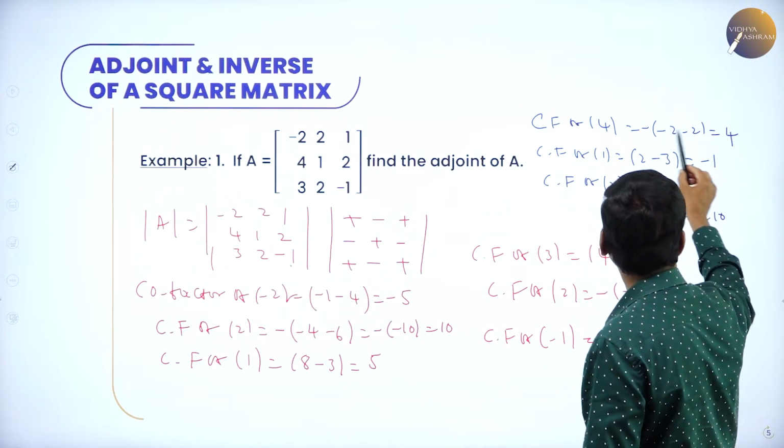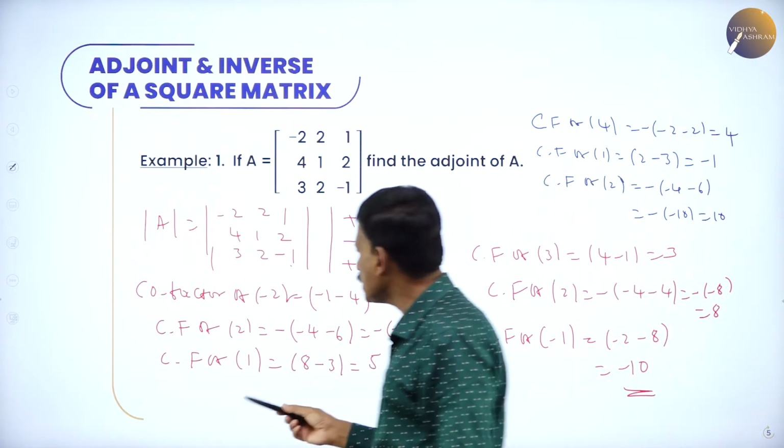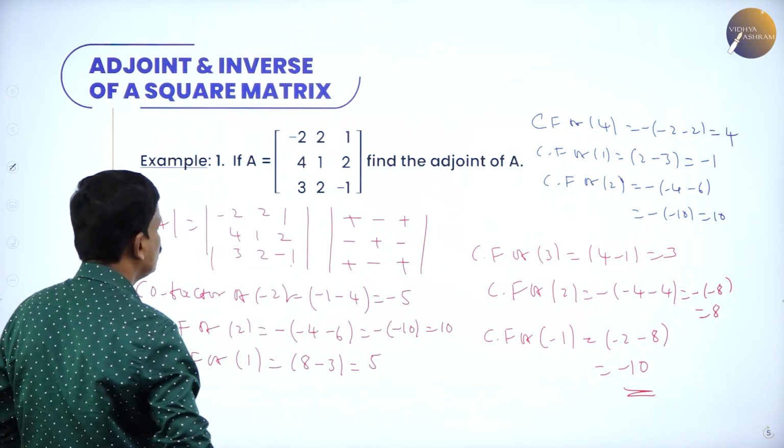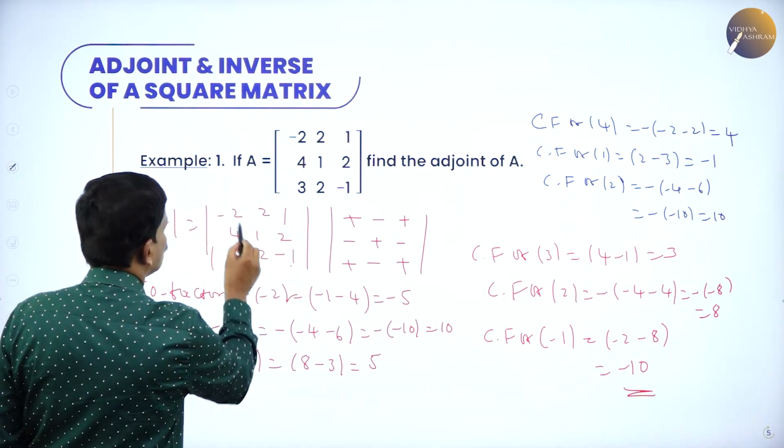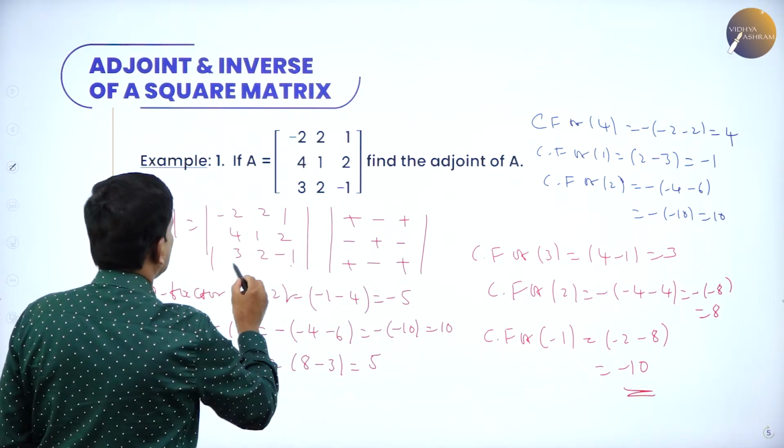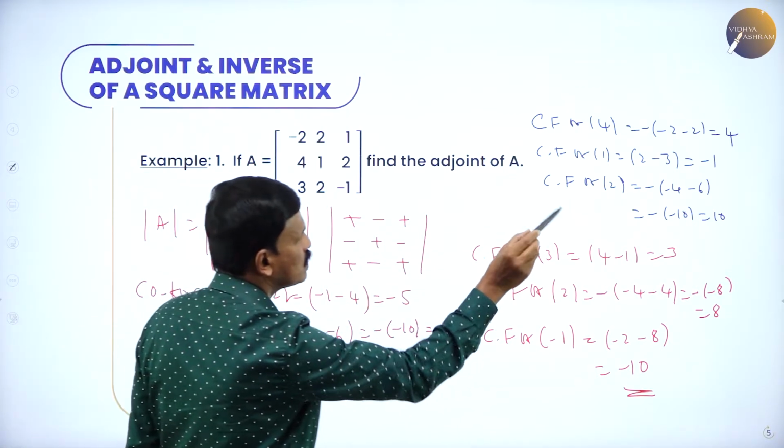Minus 2 is minus 4, minus into minus plus 4. Similarly, the cofactor for this element 1: this row and column is deleted. See, this is gone. 2 into minus is plus 2 and 3 1s are 3. 2 minus 3 is minus 1.